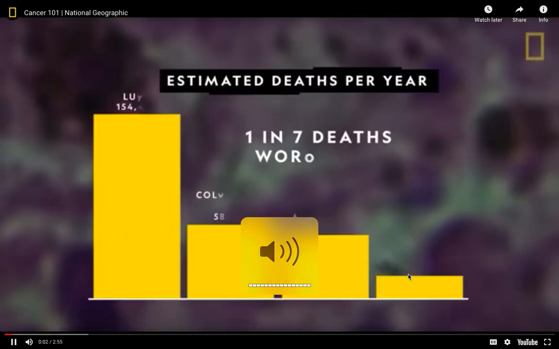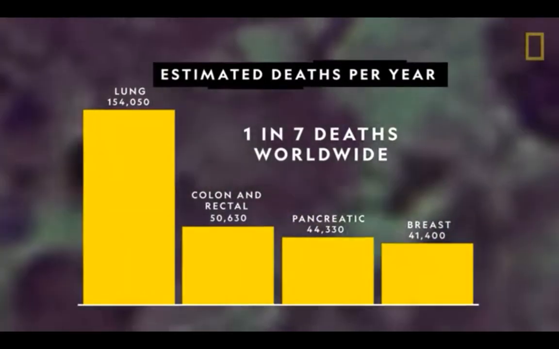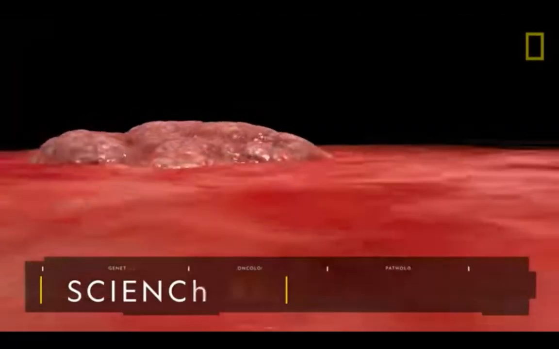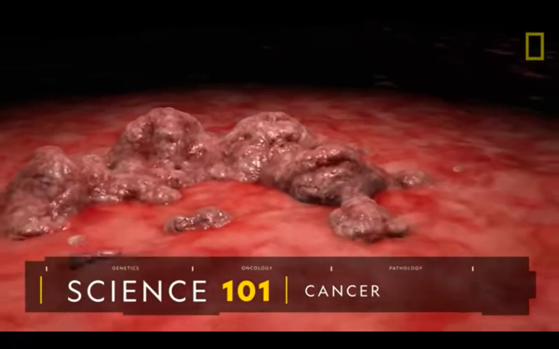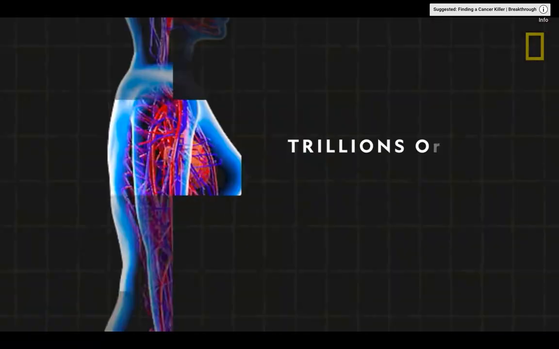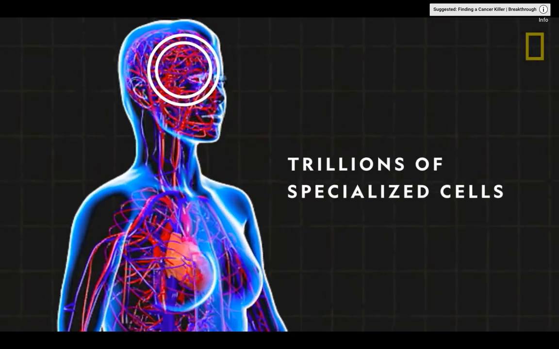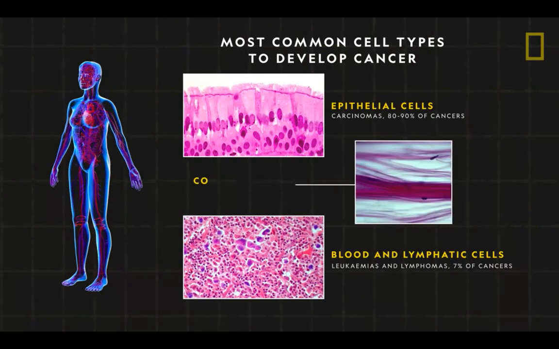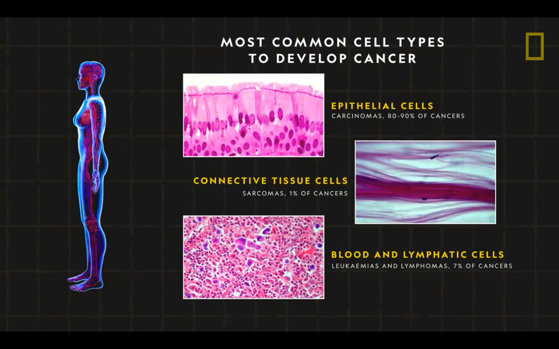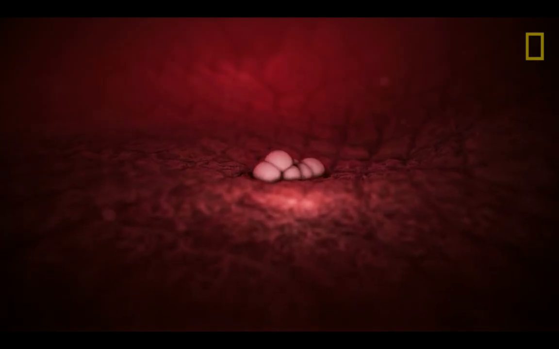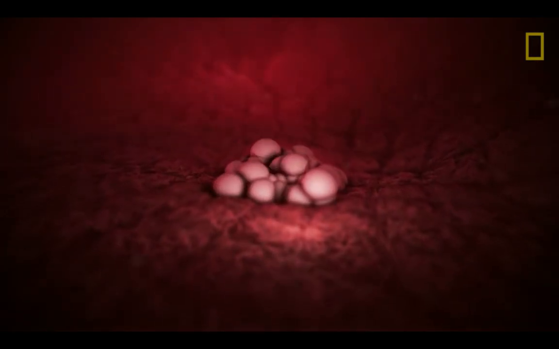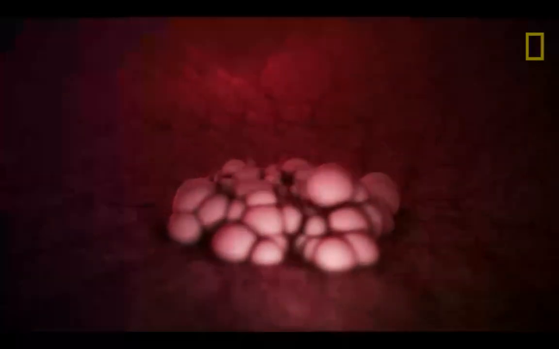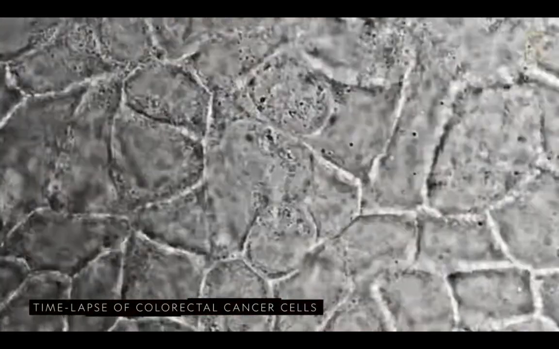Today, cancer causes 1 in every 7 deaths worldwide. But how does cancer start, and what is being done to combat it? Our bodies contain trillions of highly specialized cells, and each carries genes responsible for regulating cell growth and division. But when a genetic change disrupts this process, cells begin to grow and divide uncontrollably, thereby becoming cancer.